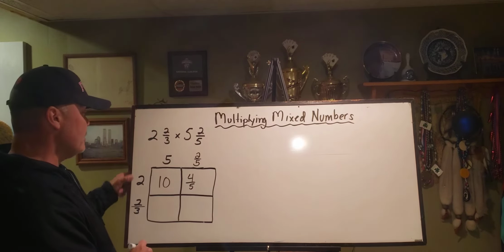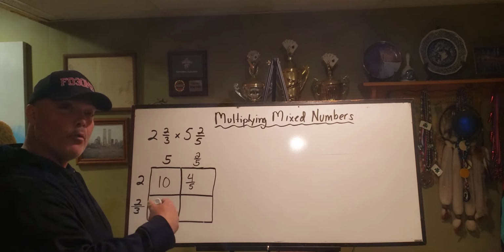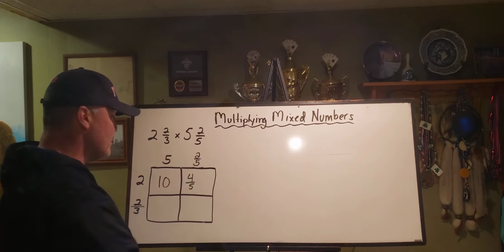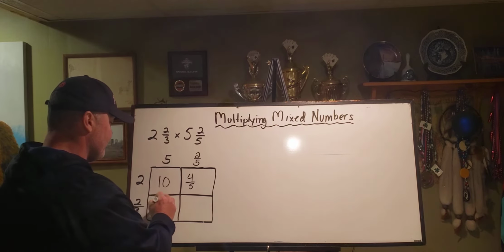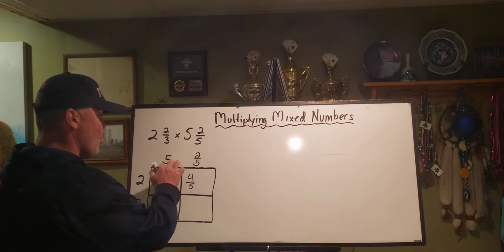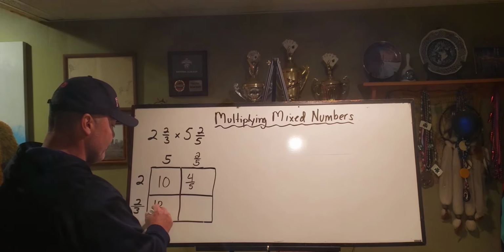Now I have 2/3 times 5. Again, 5 can go over 1. Or I can make 5 copies of 2/3. But I know the faster way is 5 times 2 is 10. And because it's over 1, 1 times 3 is 3.